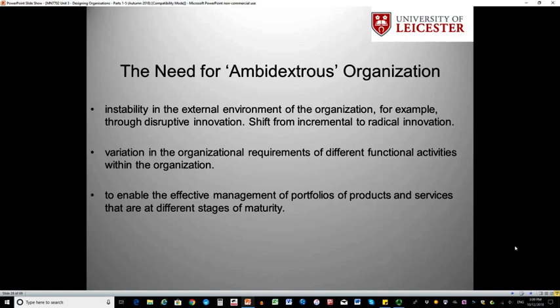So there are lots of reasons why we might actually need a combination of organic and mechanistic modes of organizing, and therefore many reasons why we might need to be ambidextrous in the way that we manage and organize. So it's not really as simple as choosing whether we want to be mechanistic or organic.